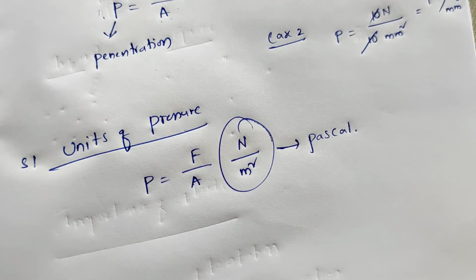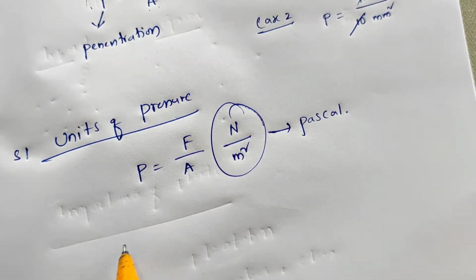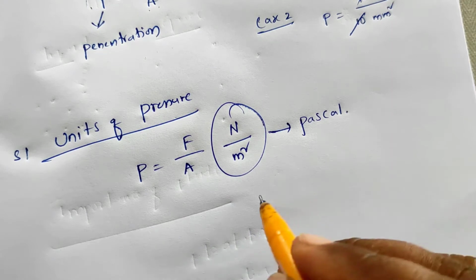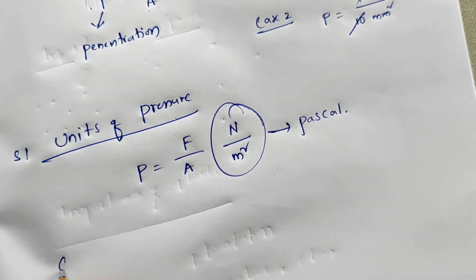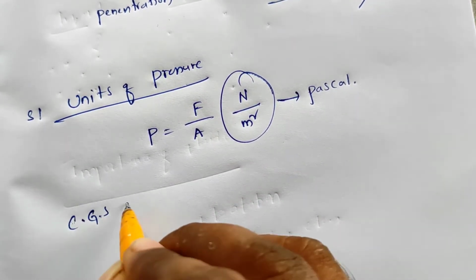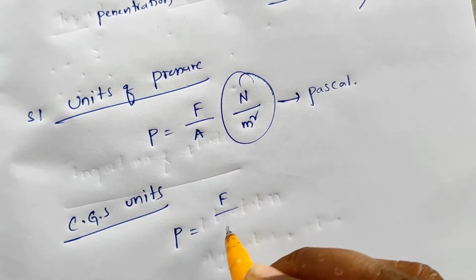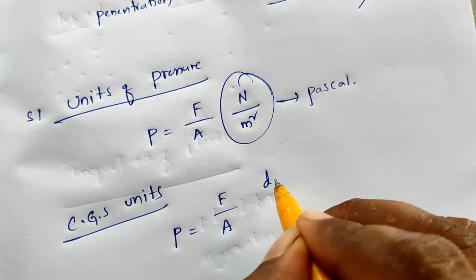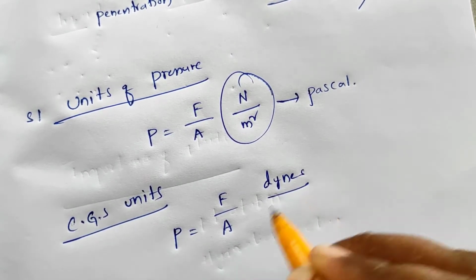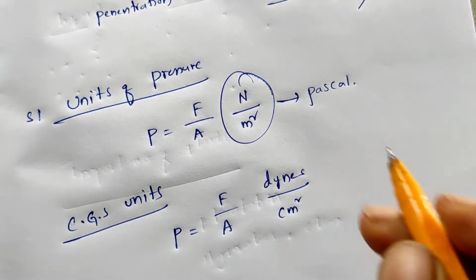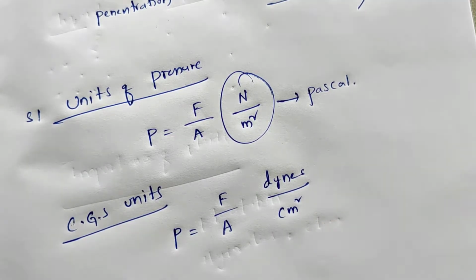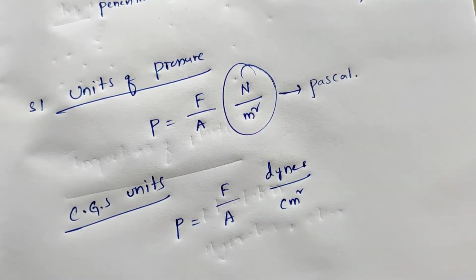Okay, like this. What are the CGS units? If you want CGS units, it's simple. Again, pressure is force per unit area. I write force in terms of dynes and area in terms of centimeter square. So dyne per centimeter square is the CGS unit of pressure.